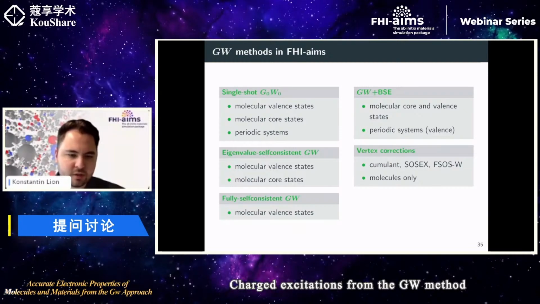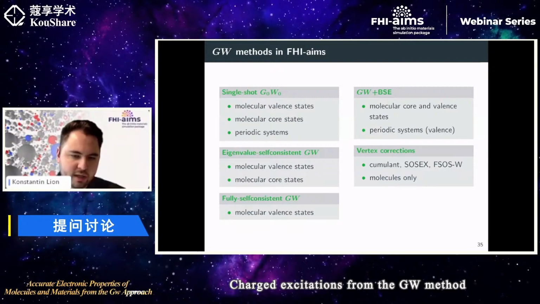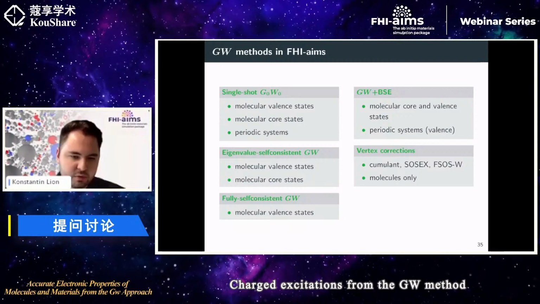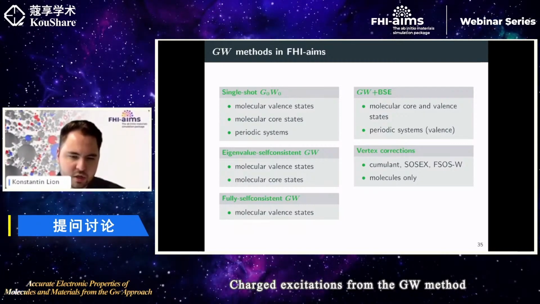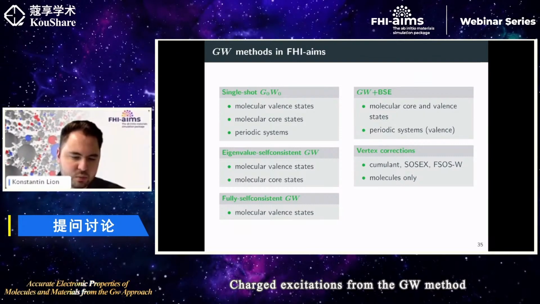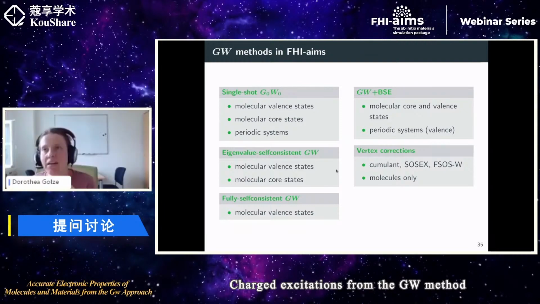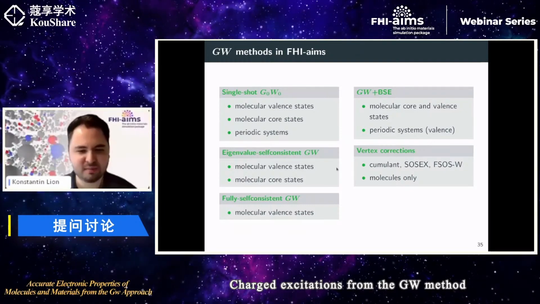Then there's another question. Is self-consistent GW usually accurate in combination with BSE for neutral excitations, or does it depend on the type of system, whether it's a periodic or molecular system? What is the general guideline in choosing GW flavors with different types of molecules? I think there were several questions at once. Yeah, I think there are probably two different ones.